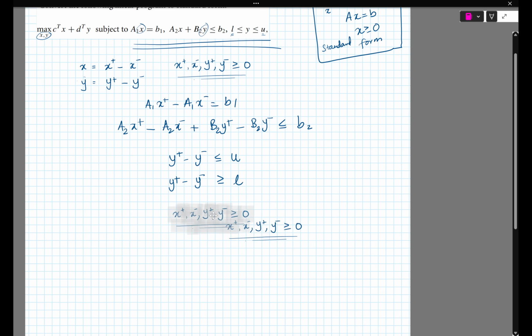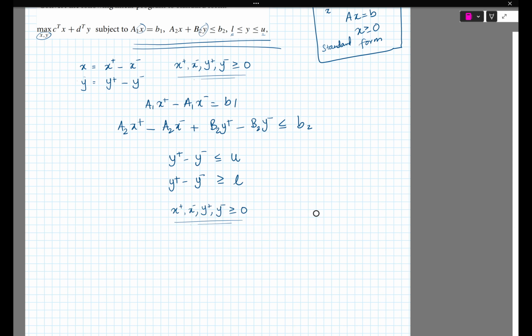Okay, we have this constraint also. So here we have our LP in terms of these positive variables, but we need to get rid of this inequality and make them into equality constraints.